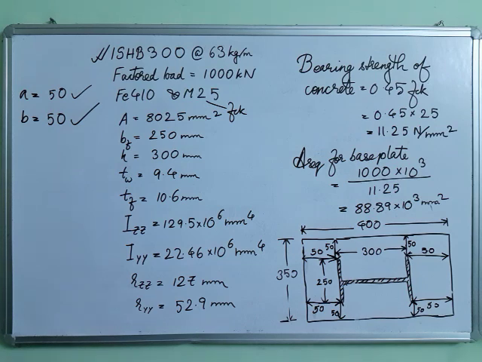So the bearing strength of concrete we have already got. This is 11.25 Newton per mm square. In the previous steps we have already got 0.45 into FCK. Now, if the plate area we have provided is having a higher area, what will be the new bearing stress on the concrete? You can write it down.